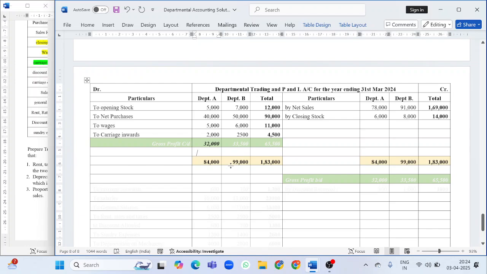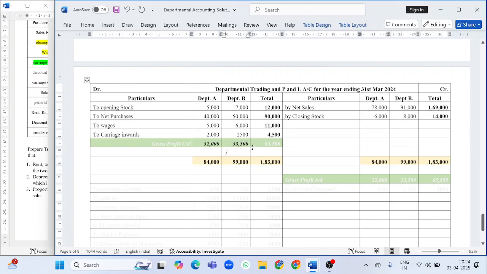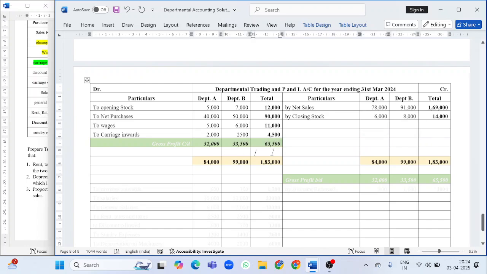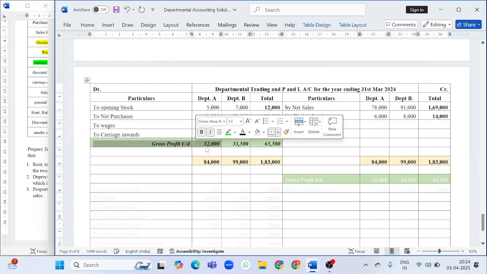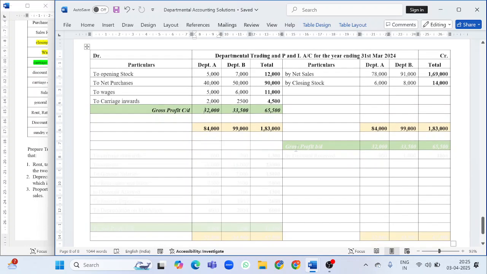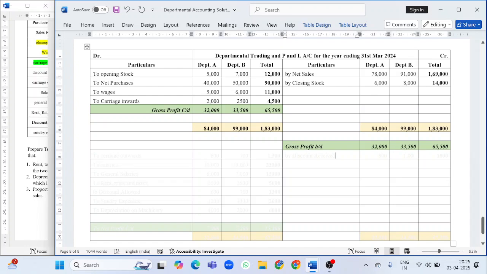Similarly for department B, from 99,000 I will be subtracting all these 4 items. I will be getting 33,500 rupees. Again the total will be 65,500 rupees. So what is this? This is nothing but my gross profit, which I will be carry forwarding to the P&L account. Now that same gross profit I will be bringing down to my P&L account.